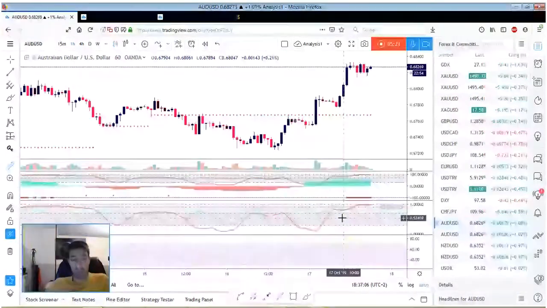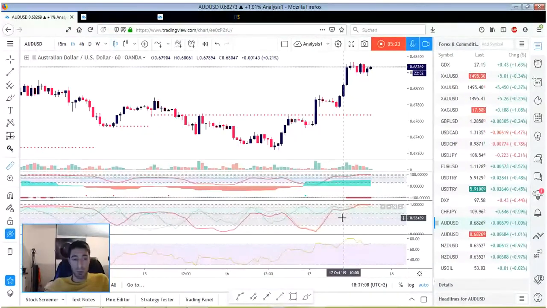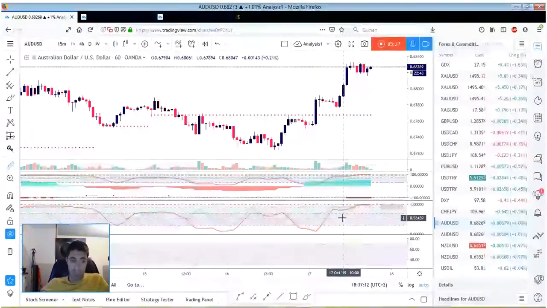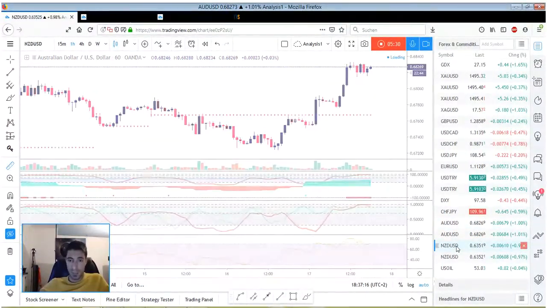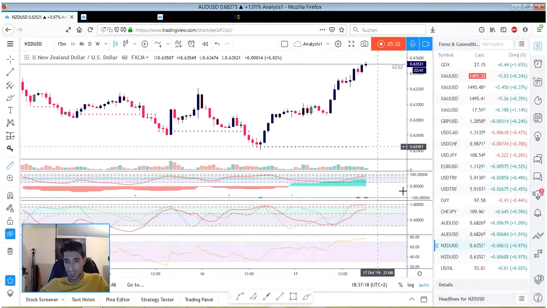You can go on Discord, that's why I'm saying it, and just check it. I posted my trade, okay? Just check it. What I did yesterday, I killed it. It was amazing. And it was basically the same. I mean, have a look at this with the NZD.